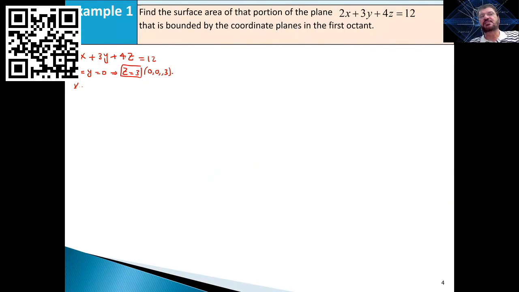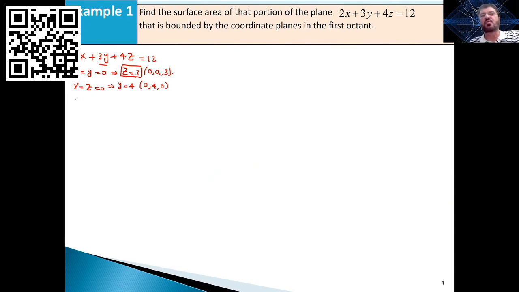If I take x equal z equal 0, then what do we have? We have 3y is equal to 12. So y is equal to 4. So (0, 4, 0) is the point on the y-axis, and this is what we call the y-intercept, actually. And this is the z-intercept.